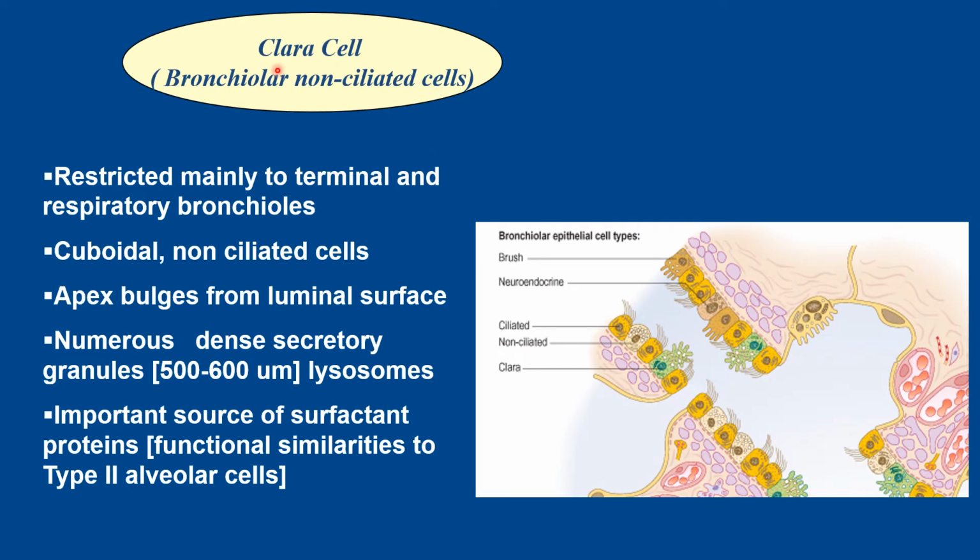Clara cells need a special mention. The green colored cells depicted here are the Clara cells. They are restricted mainly to the terminal and respiratory bronchioles. They are cuboidal, non-ciliated cells. Their apex bulges from the luminal surface. Numerous dense secretory granules and lysosomes are there in the apical part of the Clara cells. They are an important source of surfactant proteins. They have functional similarities to the type 2 alveolar cells in the lung.